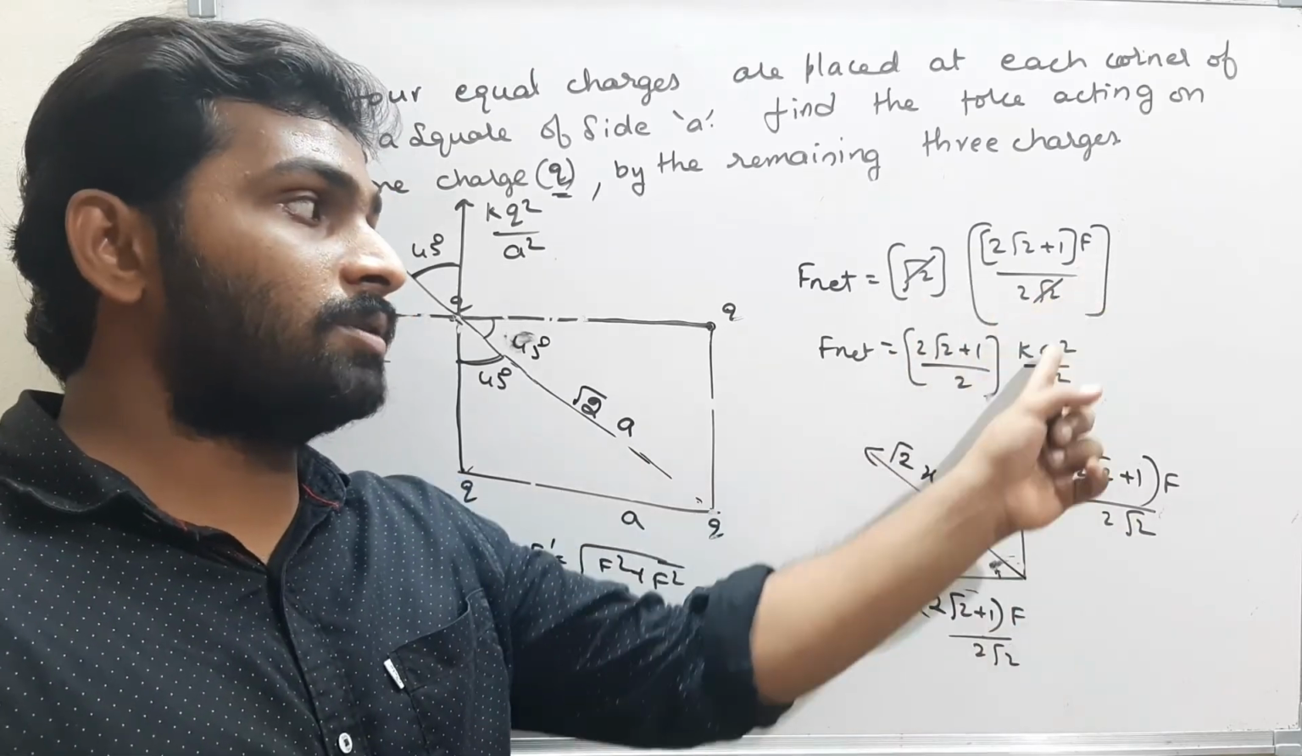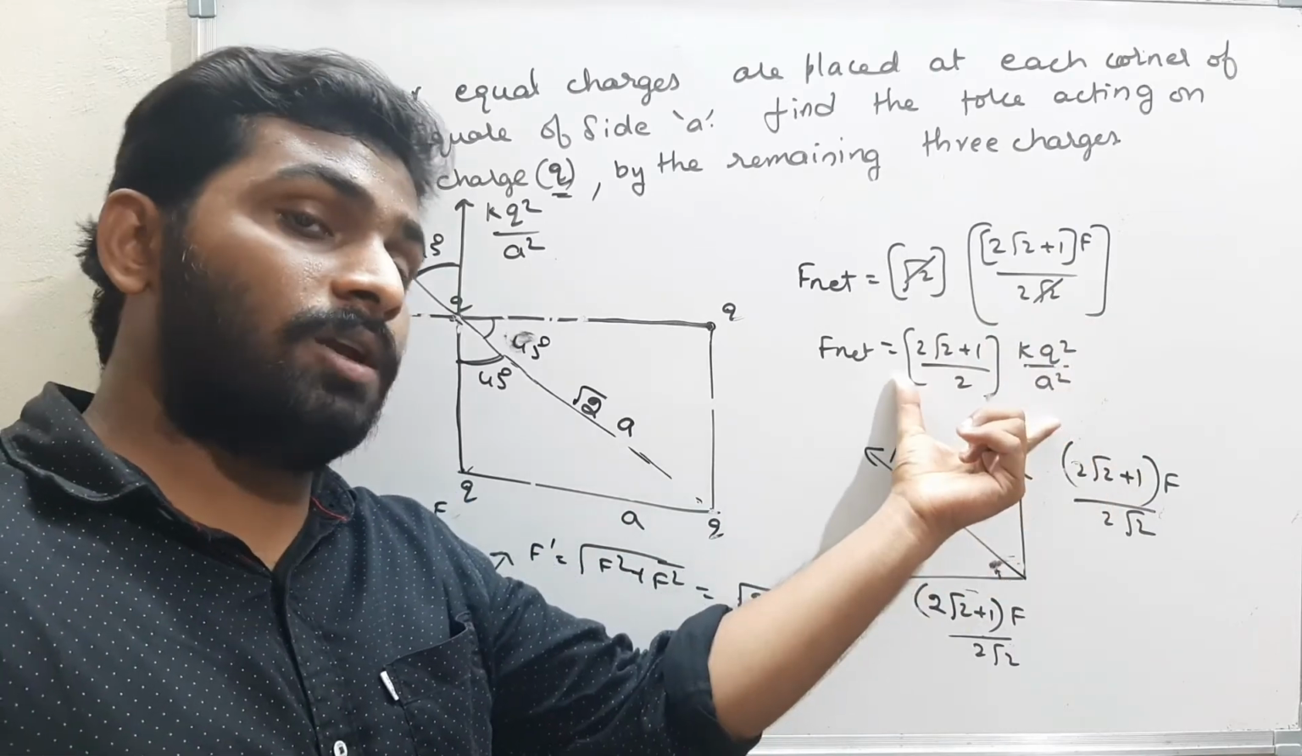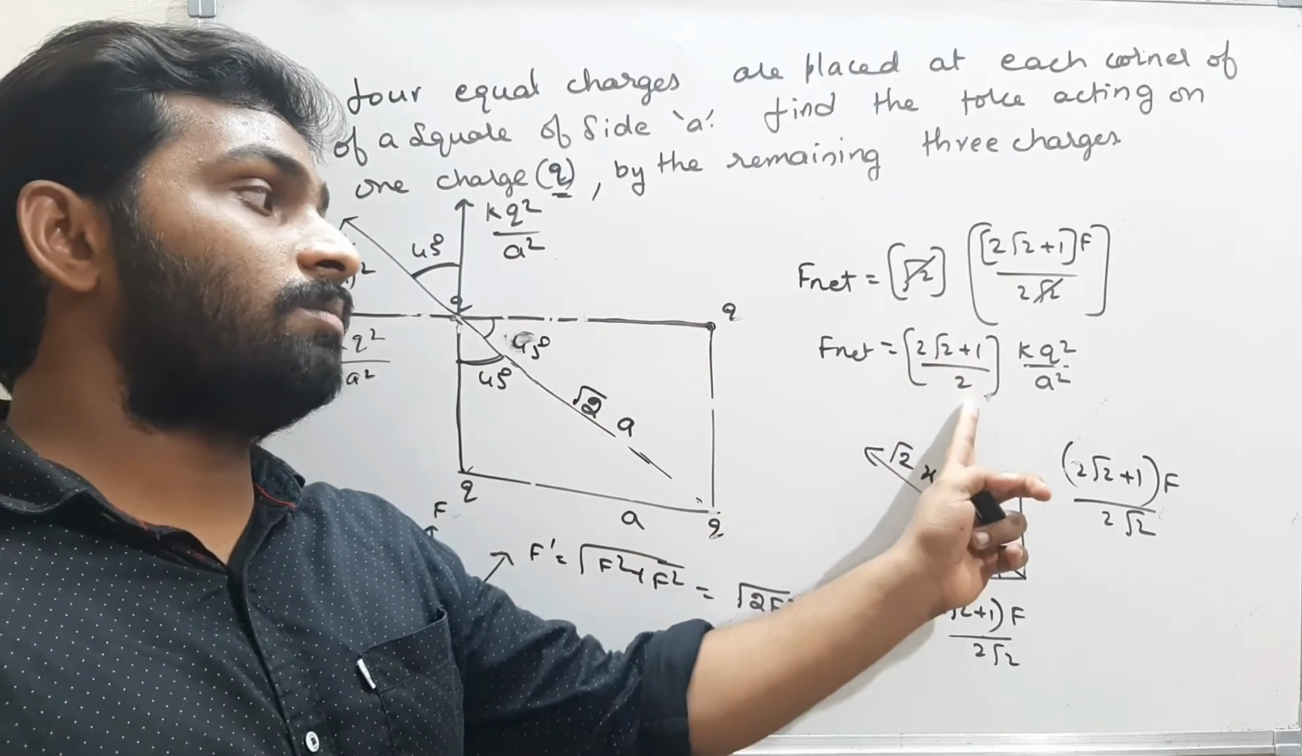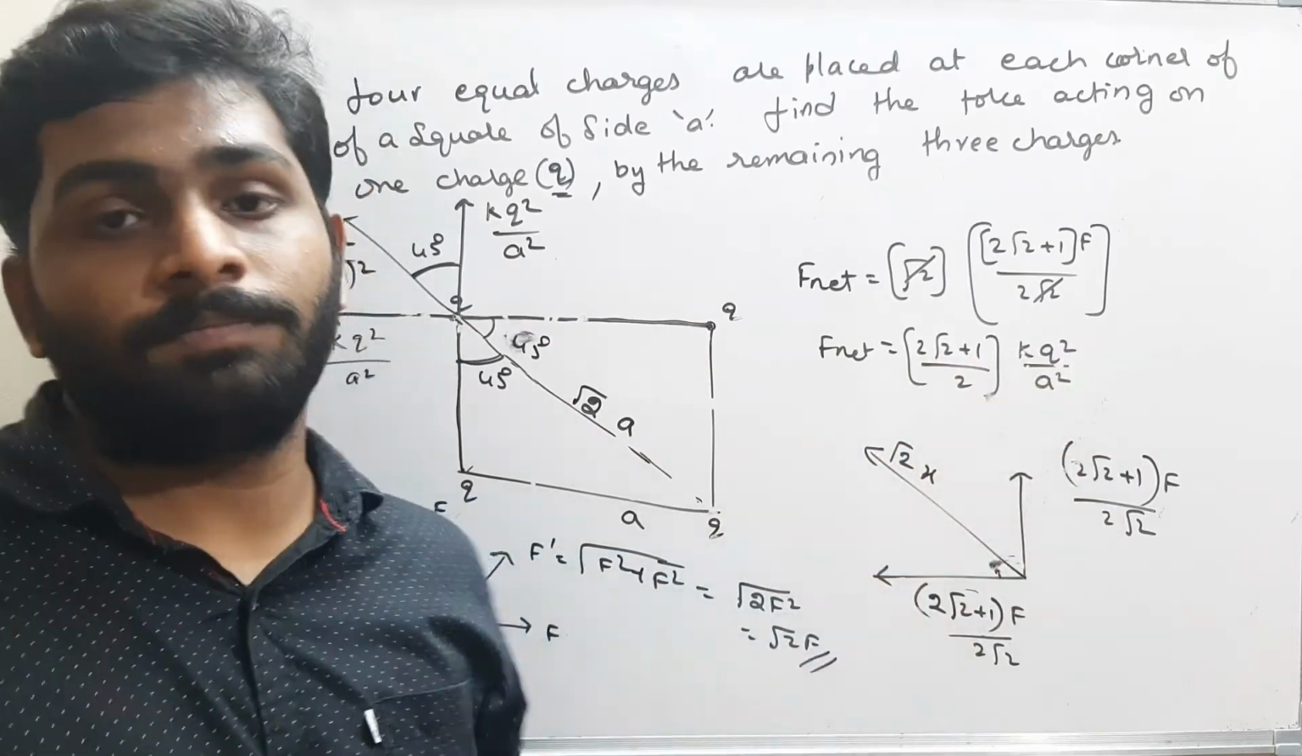Therefore, finally F is how much? K q square by a square. Therefore, the net force acting on this one charge by the remaining three charges is 2 root 2 plus 1 by 2 into k q square by a square.